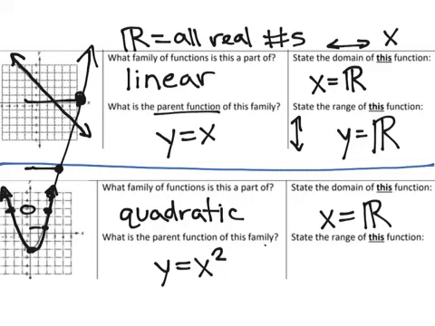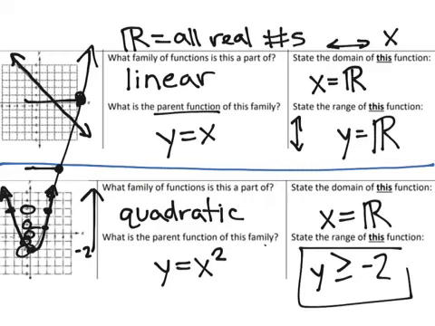So the lowest possible place we could go is negative 2. And the way we're going to say that is we're starting at negative 2 and going up. So we can use an inequality to describe that, where y is greater than or equal to negative 2. Because y can be negative 2, it can be negative 1, it can be 0, 1, 2, and so on, but it can't be anything lower. So that's what this is telling us, that it can't be anything lower than negative 2.